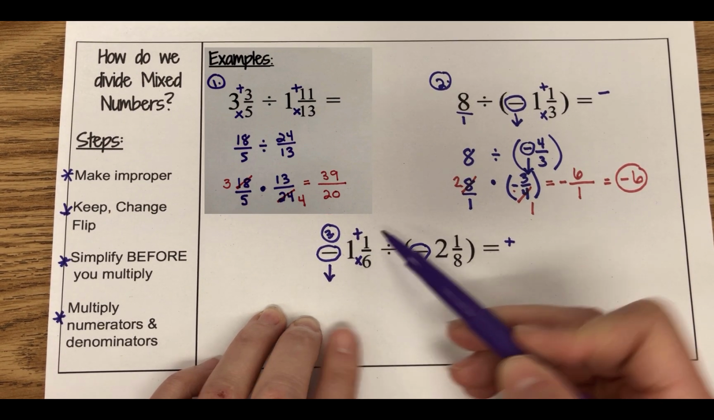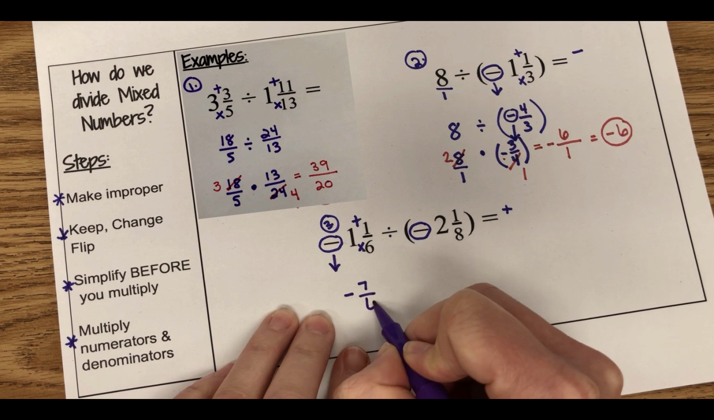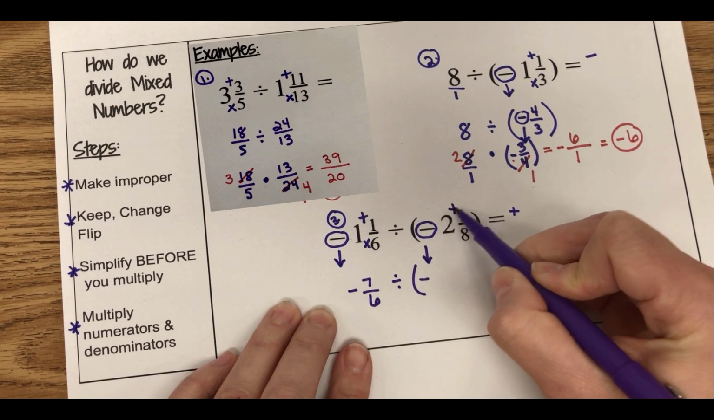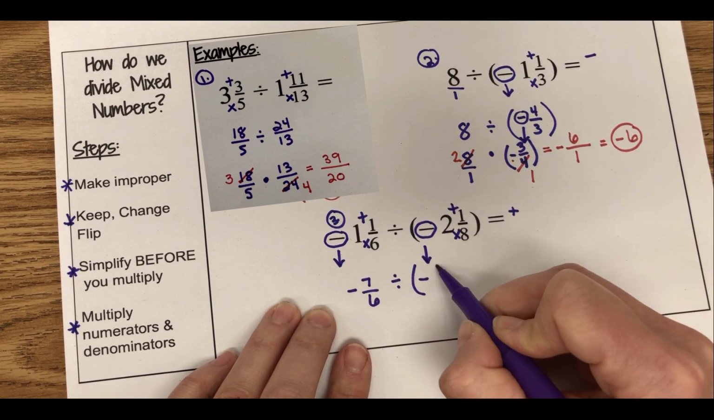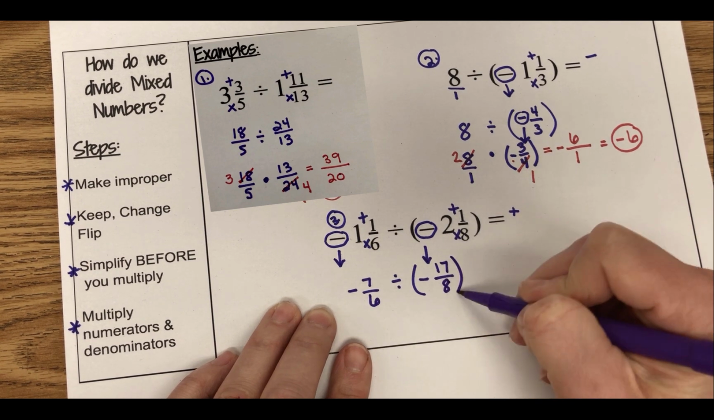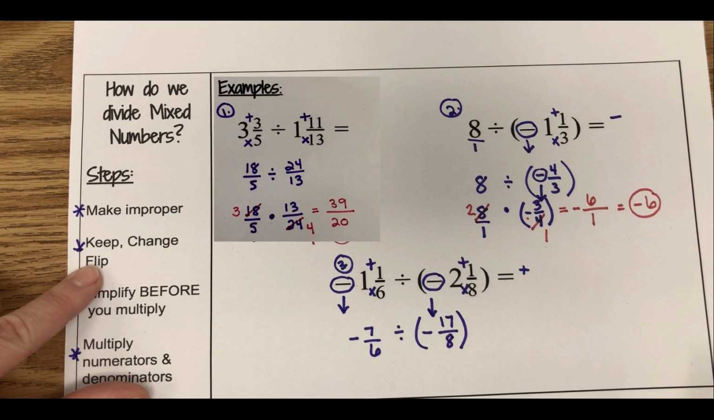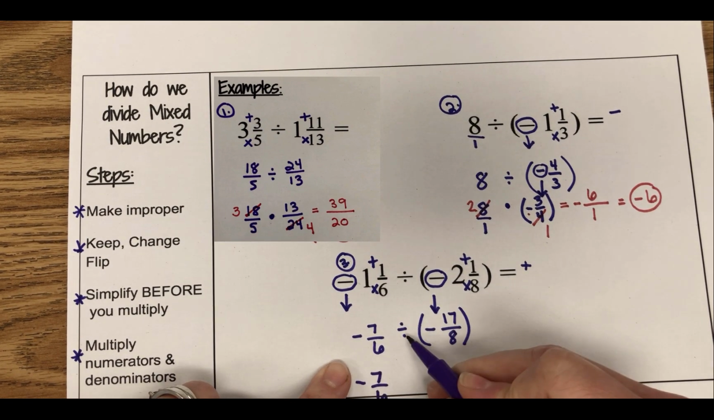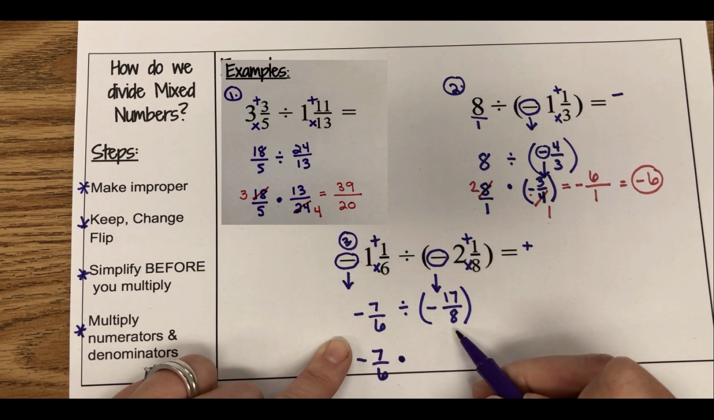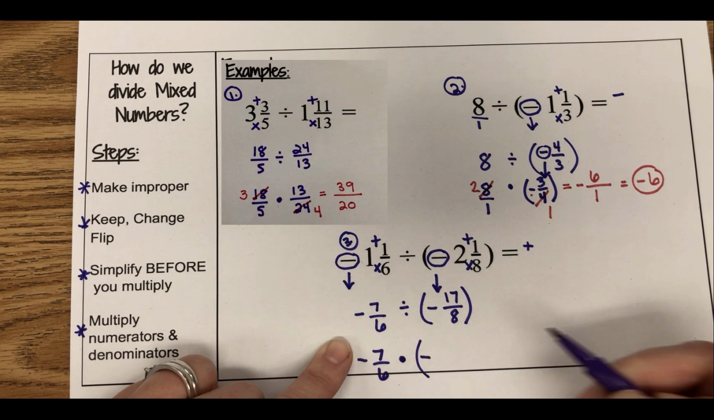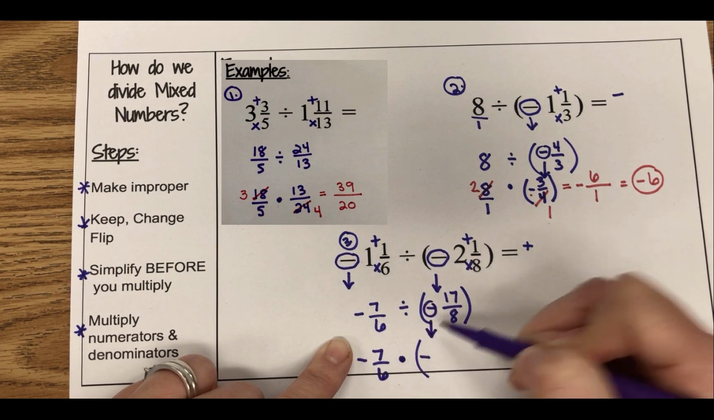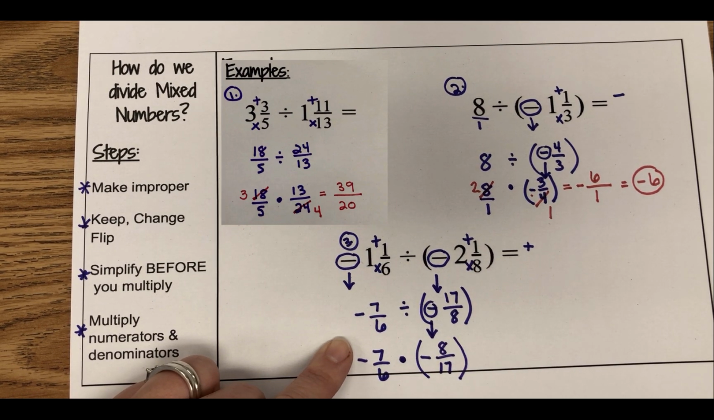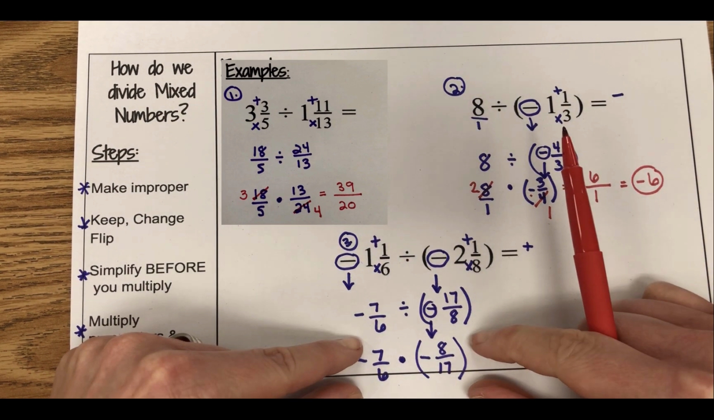1 times 6 is 6, plus 1 is 7. So a negative 7/6 divided by, the negative is just going to follow me down. Do the Texas. 2 times 8 is 16, plus 1 is 17/8. Now I made them improper. I'm going to keep, change, flip. Keep the first fraction, negative 7/6. Change division to multiplication and find the reciprocal of my second fraction. That negative just follows me down, remember. Okay, so it would be 8/17.